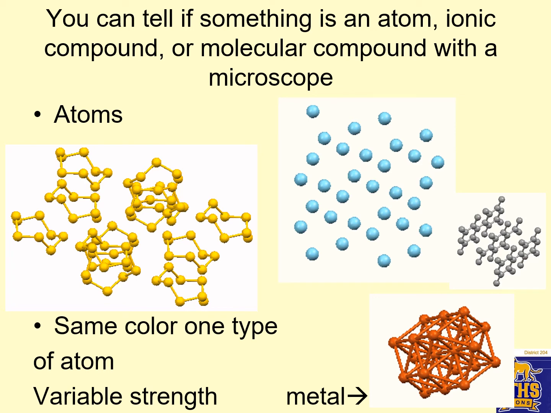So how do you know if it's atoms? Atoms represent elements, the same color or one type of atom, okay? That's how you know. They have variable strength. Like these could be gases because there's not very many attractions. These might be solids, but these are going to be little particles, and if there are strong attractions between them, they could be solid. So variable strength means they could be solid, liquid, or gas. This represents metal atoms because you can see the strength between the bonds. Even though they're all the same atoms, there's strength holding them together to make it solid.